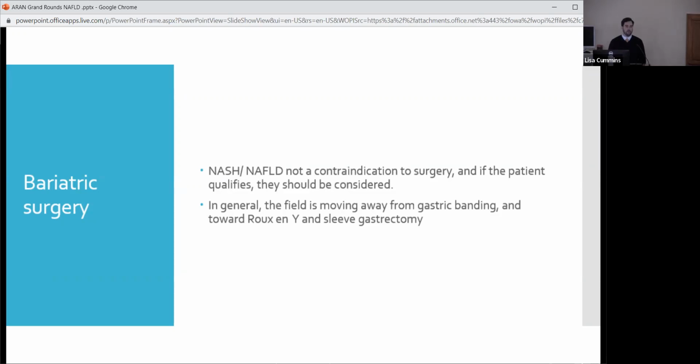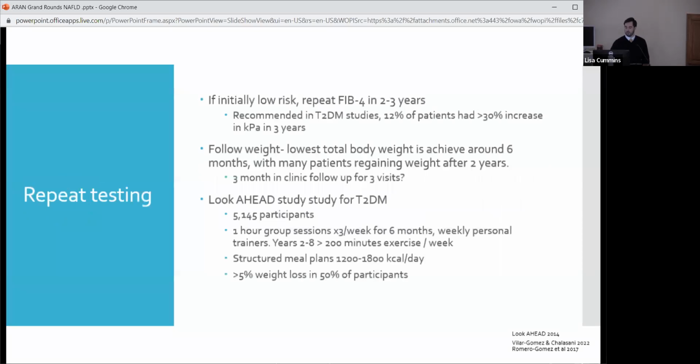Just so you know, we're moving toward Roux-en-Y's and sleeve gastrectomies, probably leaning towards sleeve gastrectomies. So if you're picking a surgeon, I would say pick a surgeon who's doing that, although most are now.